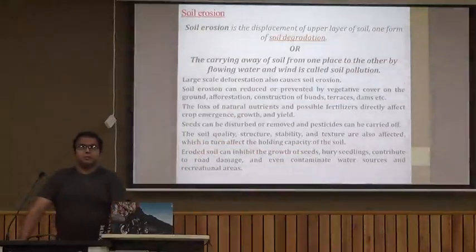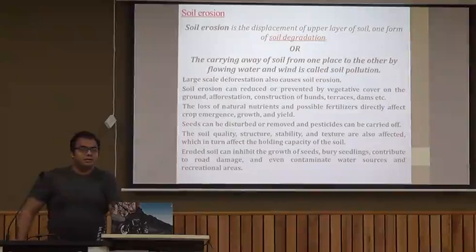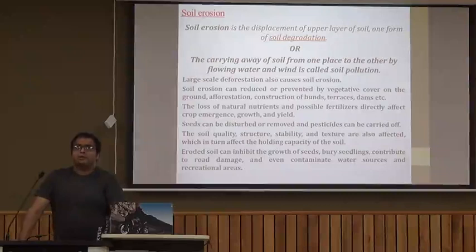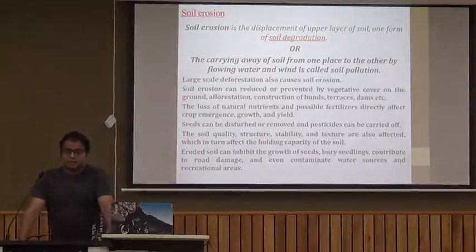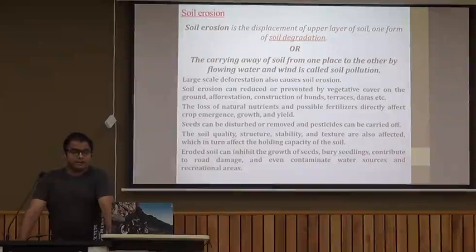Now there is one more point, soil erosion. Right now we are seeing floods in Kerala, we are seeing the same in Uttarakhand, J&K and various regions of India. All these are partly due to soil erosion itself. Now what is soil erosion? It is the displacement of the upper layer of soil from one place to another, or it is simply the carrying away of soil from one place to another by flowing water and wind.